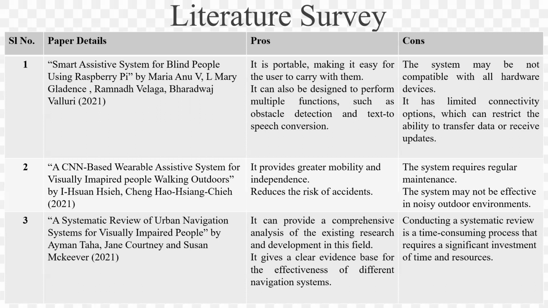Third, we have a systematic review of urban navigation systems for visually impaired people by Aman Taha. It can provide a comprehensive analysis of the existing research and development in this field. It gives a clear evidence base for the effectiveness of different navigation systems. Conducting a systematic review is a time-consuming process that requires a significant investment of time and resources.